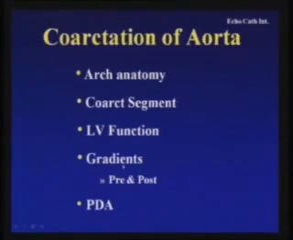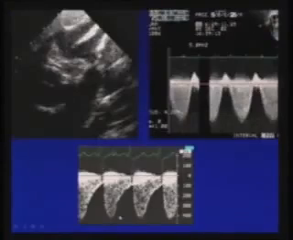How is the LV function? What is the gradient? These things can be looked at by echocardiography. This is the suprasternal long axis view. This is the second arch branch, third arch branch. First arch branch is here, and this is the discrete shelf, very good for balloon dilatation.